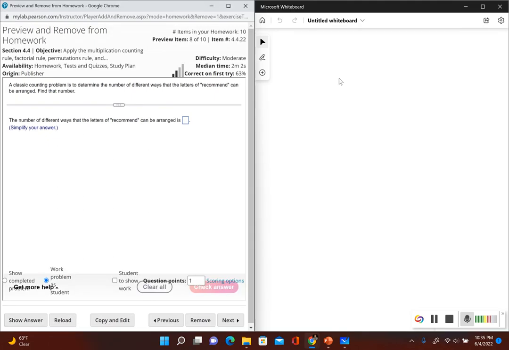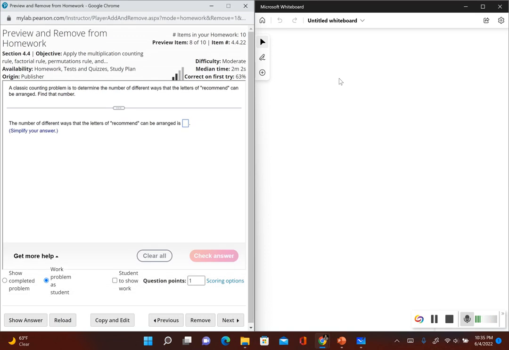Let me open up my whiteboard. Okay, there we go. So first thing we have to do is count how many letters are there total in recommend. So we have 1, 2, 3, 4, 5, 6, 7, 8, 9. So there's 9 letters in total. So we're going to have 9 factorial in the numerator.